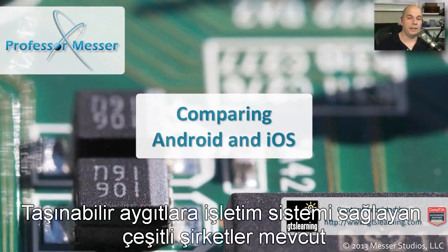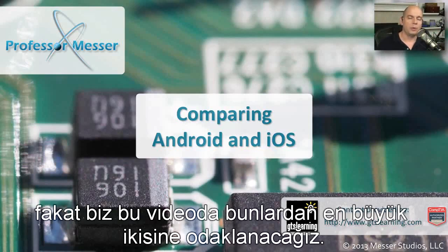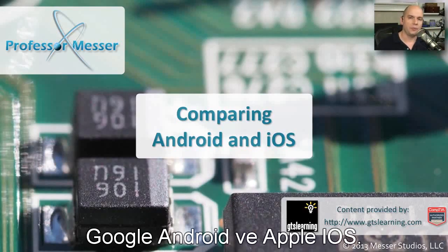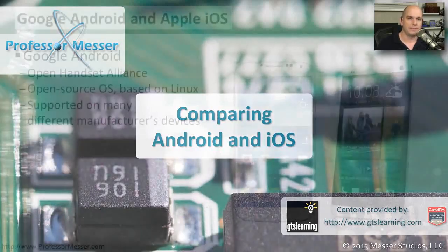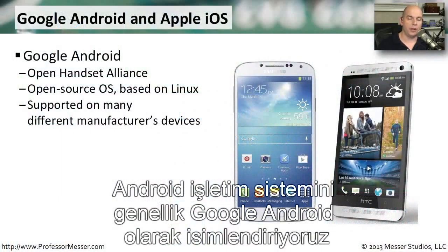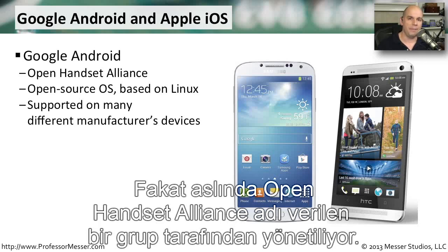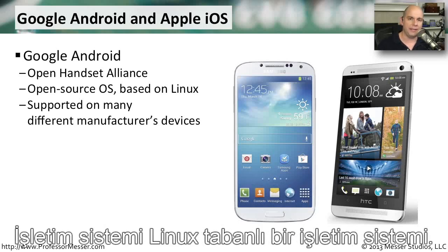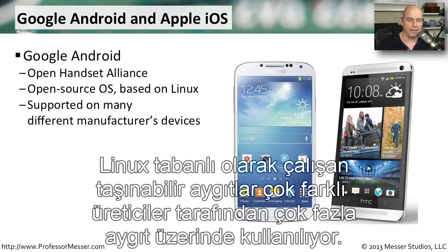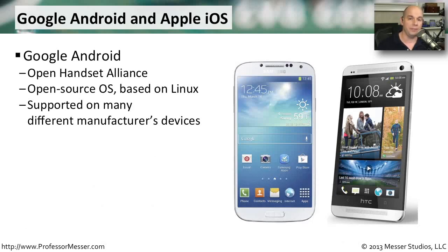There are certainly many companies that provide operating systems for mobile devices, and in this video, we're going to focus on two of the largest, Google Android and Apple iOS. We often refer to the Android operating system as Google Android because Google is the company that started that operating system, but it's actually managed by a group called the Open Handset Alliance. The operating system itself is based on Linux operating system running in a mobile device, and it is supported by many different manufacturers across many different devices.